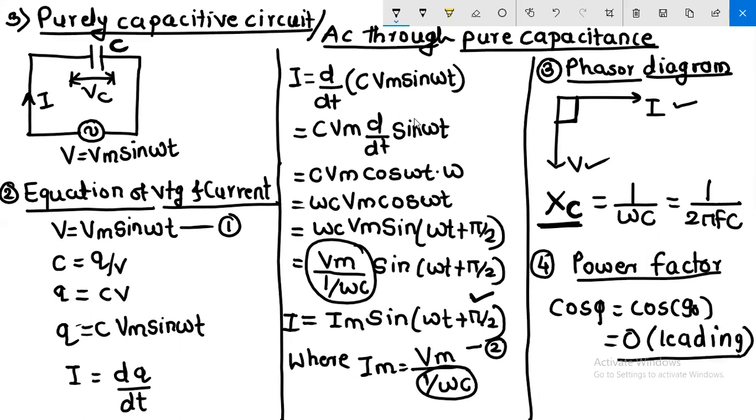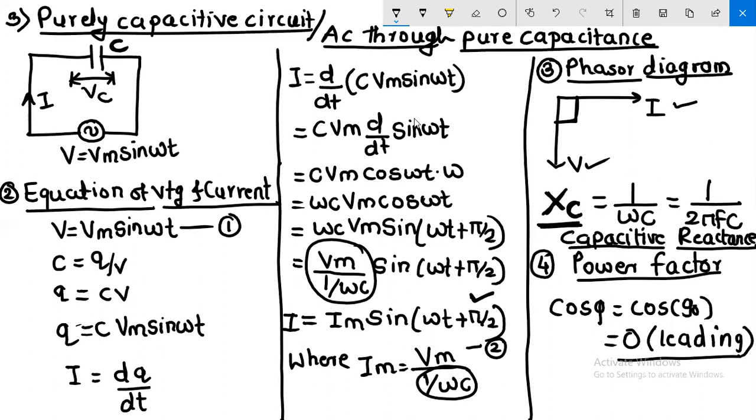Has everyone understood? What is this Xc called as? I am writing here its name. Xc is called as the capacitive reactance. Capacitive reactance. Everybody got this one? Okay, remember the formula, because we have to solve the different numericals based on it.